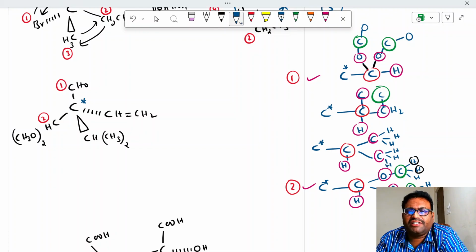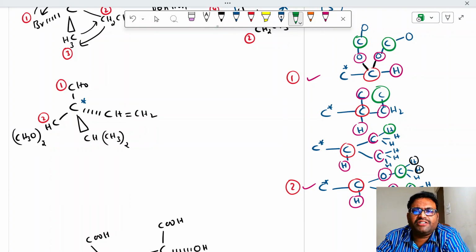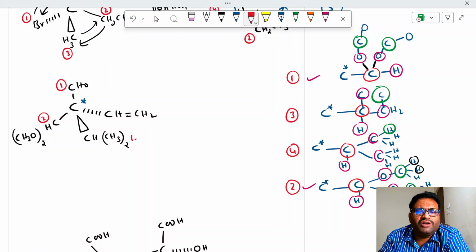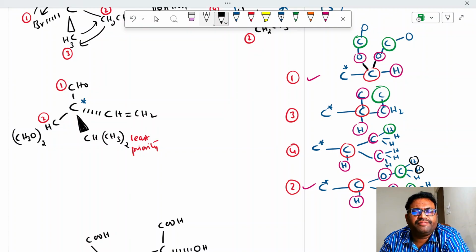Where did the difference arise? At this point, the difference has arisen. So which will have more priority? This will have priority number 3. This will have least priority. So the least priority group is this. Least priority is away from the plane. That is, above the plane or below the plane? Above the plane. Where is it? Above the plane.